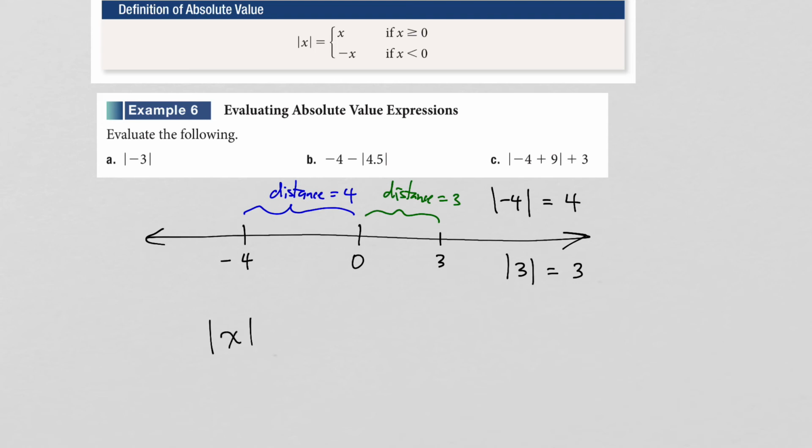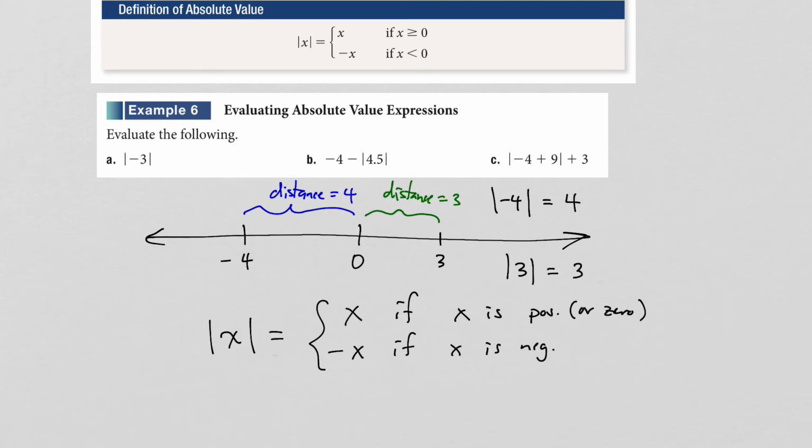The absolute value of x is x if x is positive or 0. So in other words, if x is a positive number or if x is already just equal to 0, then the absolute value of x is just itself. But the absolute value of x is negative x if x is negative. Now, why is that? Well, because when you have a negative number, the distance that that negative number is from 0 is always going to be the opposite of that negative number. And that's because distance can't be negative, right?